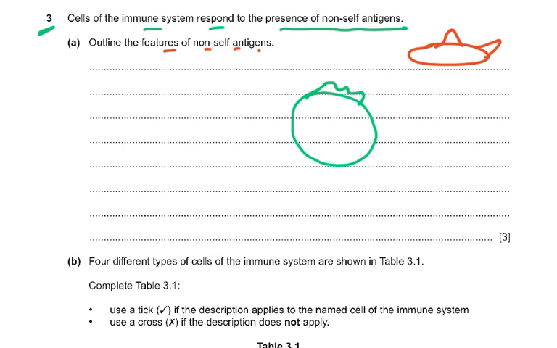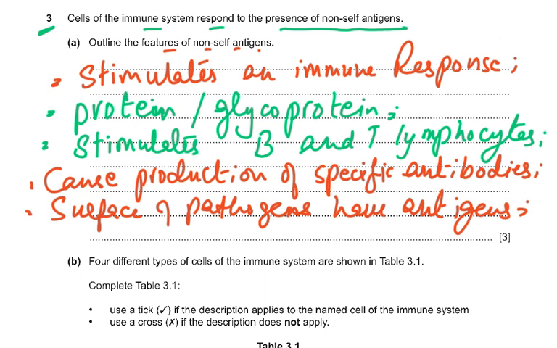Where is the location of the non-self antigen? Whole cells are non-self antigens? Well, you can't say that. That's not very correct. The surface of the pathogens has antigens on it, and they are of very high molecular weight, and they can also be a toxin produced by a pathogen. So they stimulate an immune response.